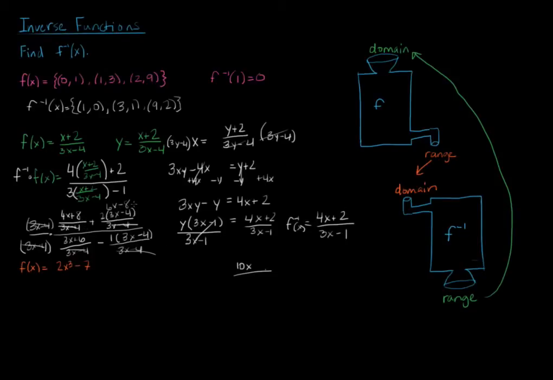Okay, so we just have 10x. And then on the bottom, we have 3x minus 3x. And then we have 6 minus negative 4. So 6 plus 4, which is 10. So that is just equal to x, which is what we wanted.